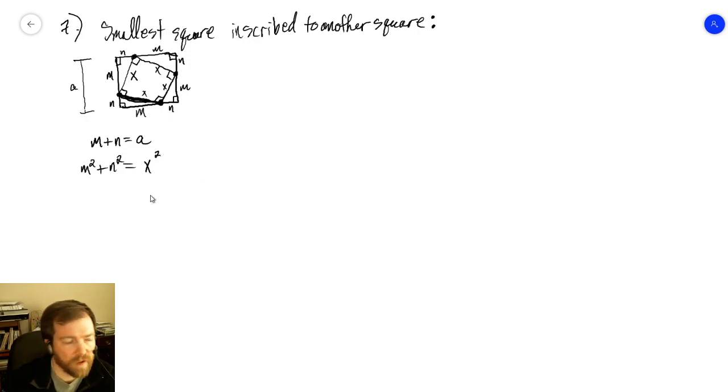Phew. I do teach this stuff, I promise. All right, so we can get one of these in terms of the other. And it's arbitrary which one we pick. So m equals a minus n, which means that over here we can change this to m squared is a minus n squared plus n squared equals x squared.